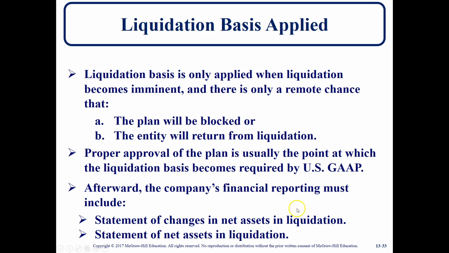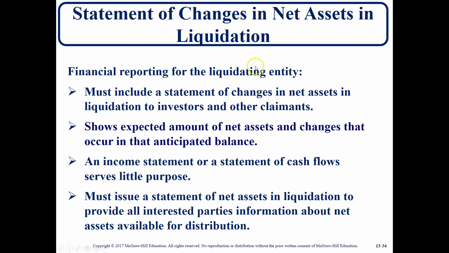Afterward, the company's financial reporting now includes a statement of changes in net assets in liquidation and a statement of net assets in liquidation. The statement of changes in net assets in liquidation shows the expected amount of net assets and changes that occur in that anticipated balance. An income statement or a statement of cash flows serves little purpose at this point. The company must issue the statement of net assets in liquidation to provide all interested parties information about net assets available for distribution.